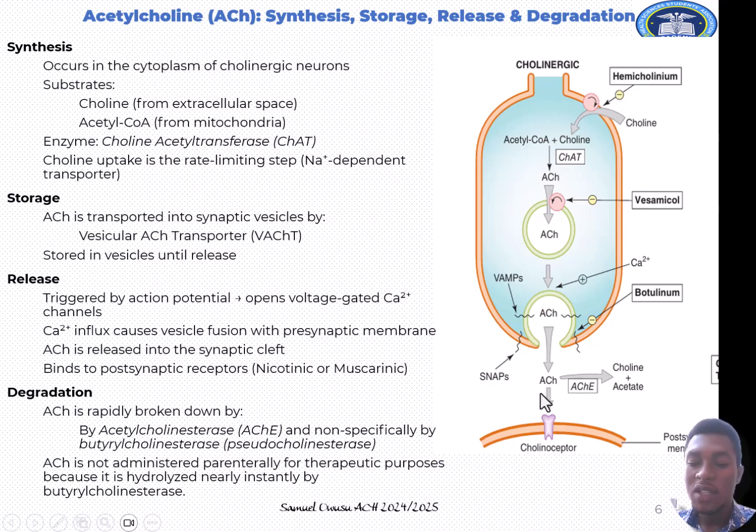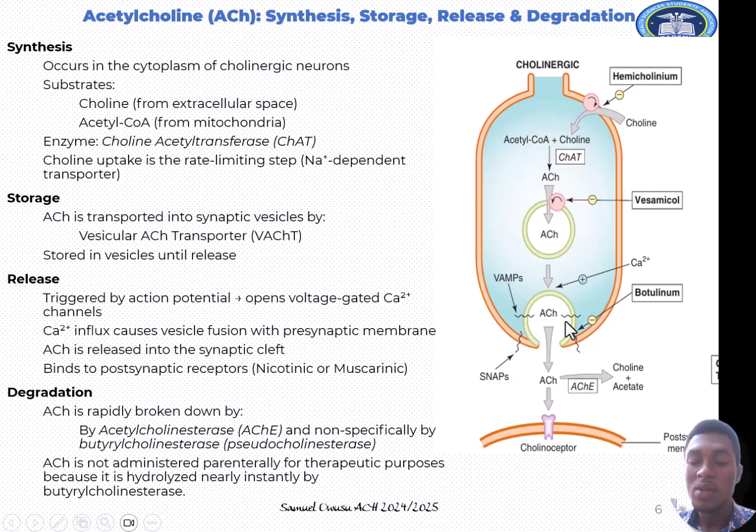The effect of acetylcholine can be enhanced. Sometimes we want to stop the effect, so we may give agents like hemicolinium, which would prevent choline from entering the cell, or prevent the action of choline acetyltransferase, and so we will not form the acetylcholine. What if we form the acetylcholine but then want to put it into a vesicle? We can stop the acetylcholine from entering the vesicle by using vesamicol. What vesamicol does is that it's going to displace the acetylcholine in the vesicle, and so there will be no room for acetylcholine to enter.